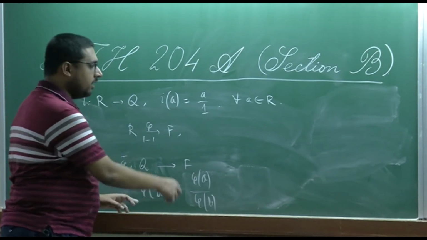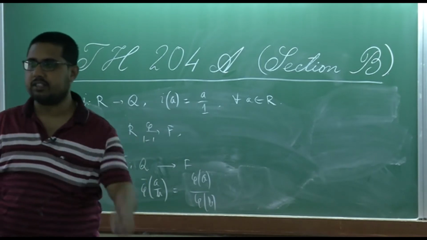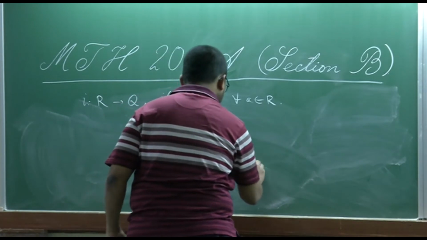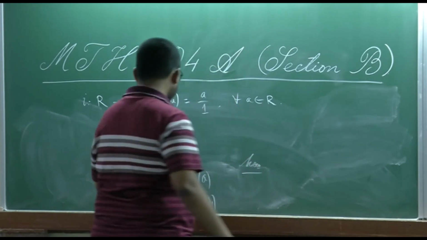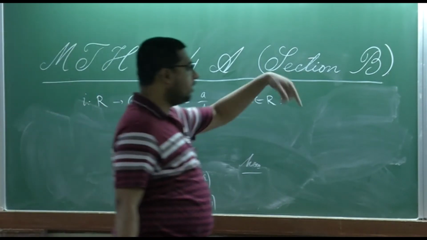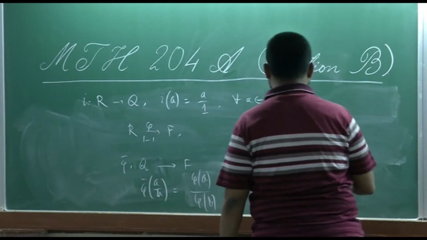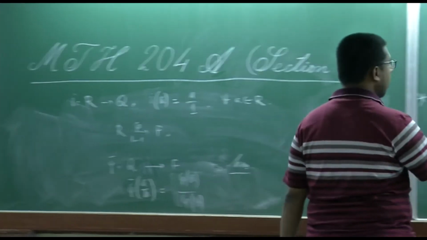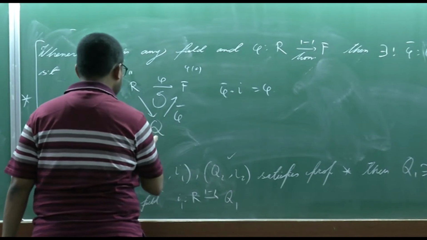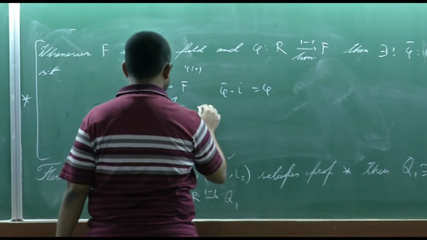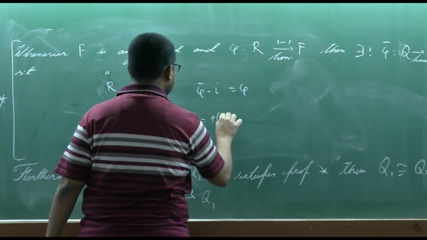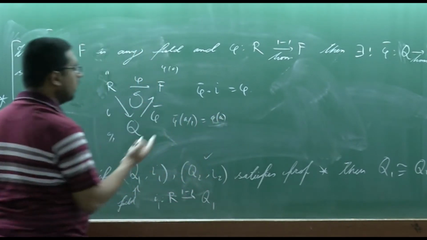Again, the way it is defined, a simple manipulation shows that this is a homomorphism from Q to F, and more importantly, it makes this diagram commute, because a typical a is moved to phi(a). Here it comes as a by 1, and it goes to phi(a by 1), which is phi(a) times phi(1), and since it is a homomorphism, phi(1) is 1.